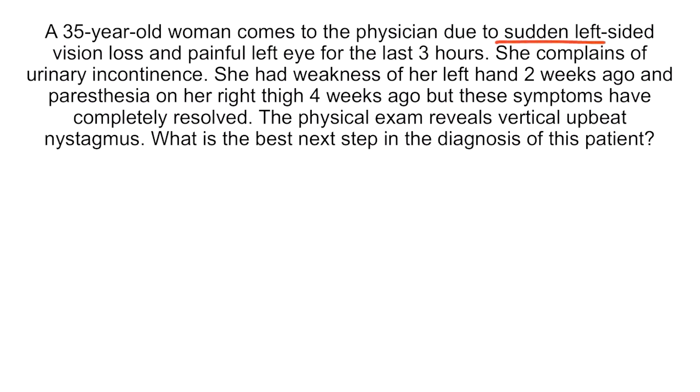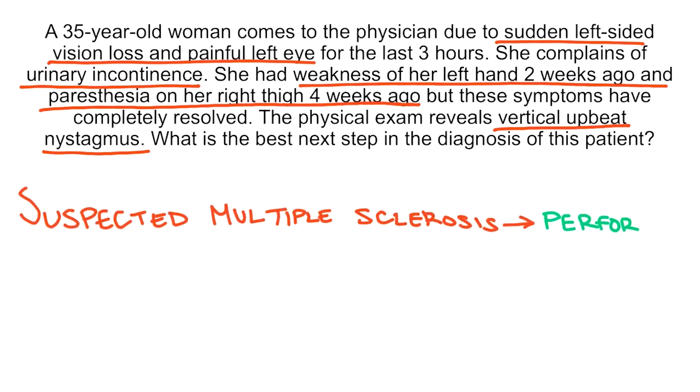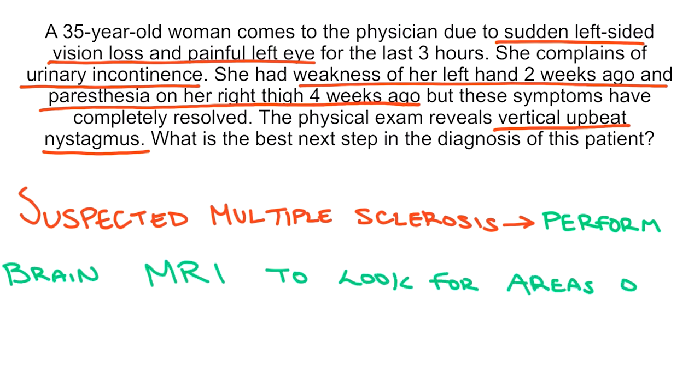This young woman has sudden vision loss and painful left eye. This is likely consistent with optic neuritis. She had weakness of her left hand 2 weeks ago and paresthesia on her right thigh 4 weeks ago. This description is consistent with the symptoms disseminated in time and space. In other words, the patient experiences symptoms on different parts of her body during different times. She also complains of urinary incontinence. The physical exam reveals vertical upbeat nystagmus. All these findings suggest the diagnosis of multiple sclerosis. The best next step in the diagnosis of multiple sclerosis is MRI of the brain to look for the areas of demyelination.